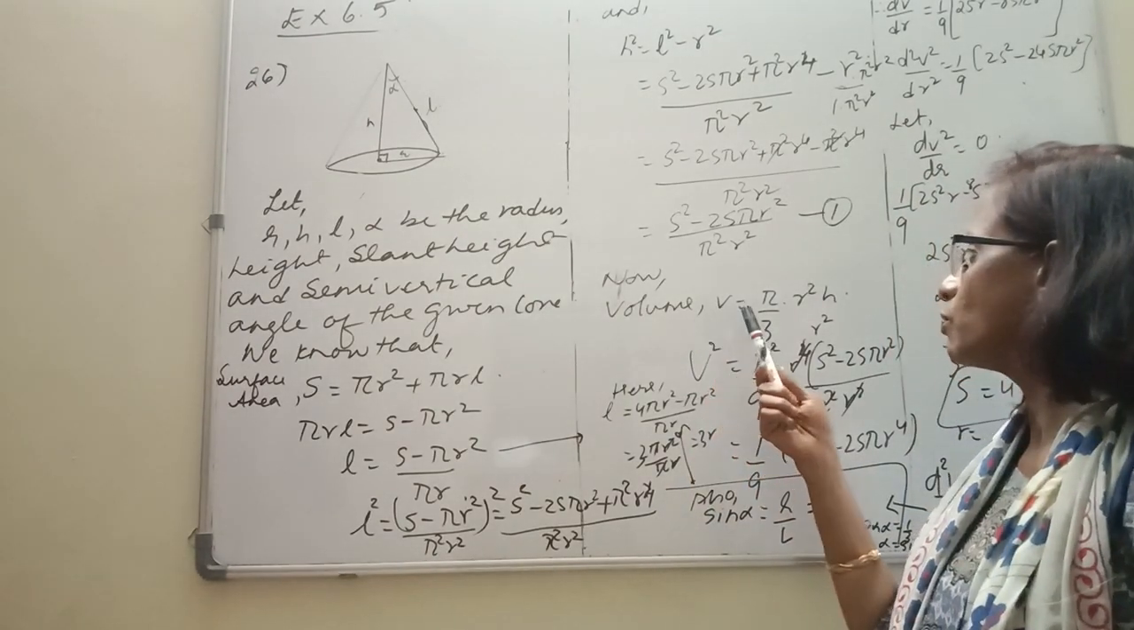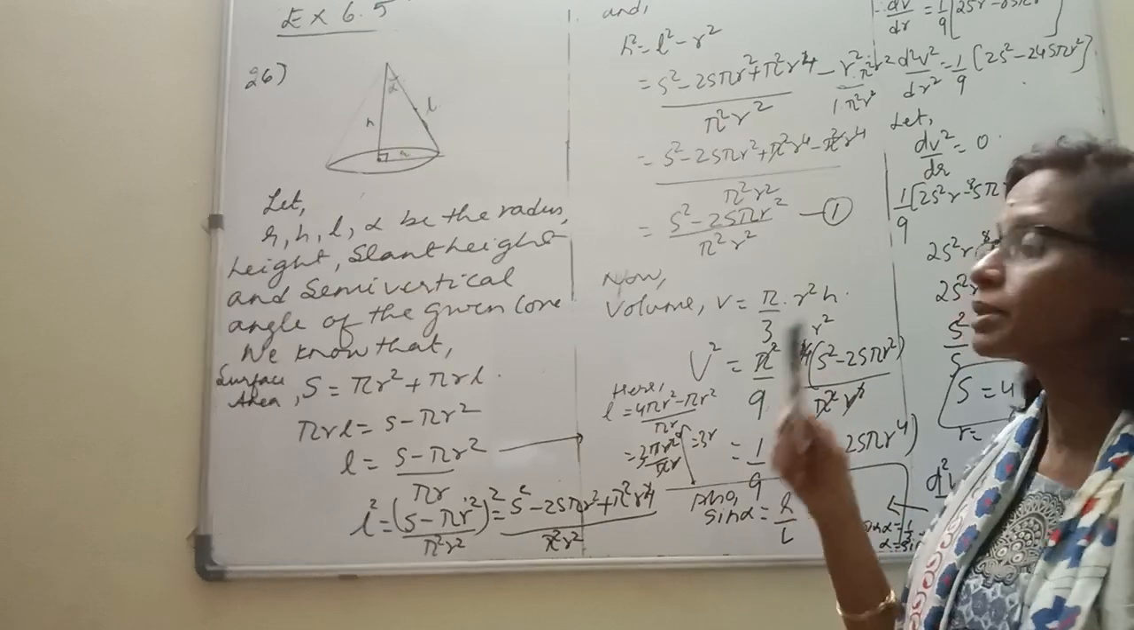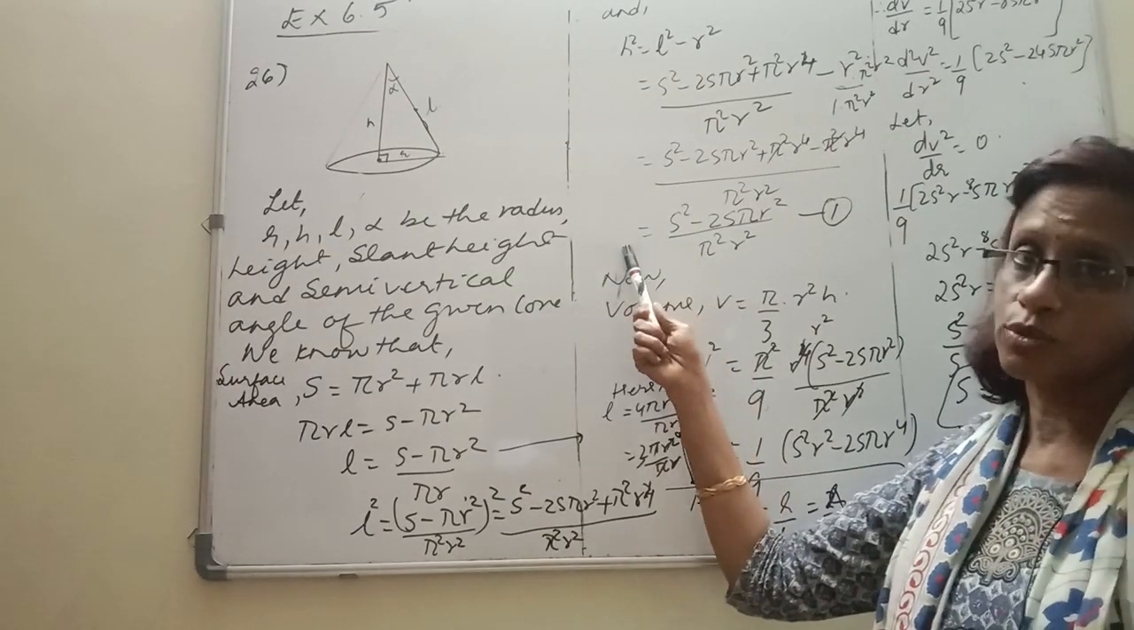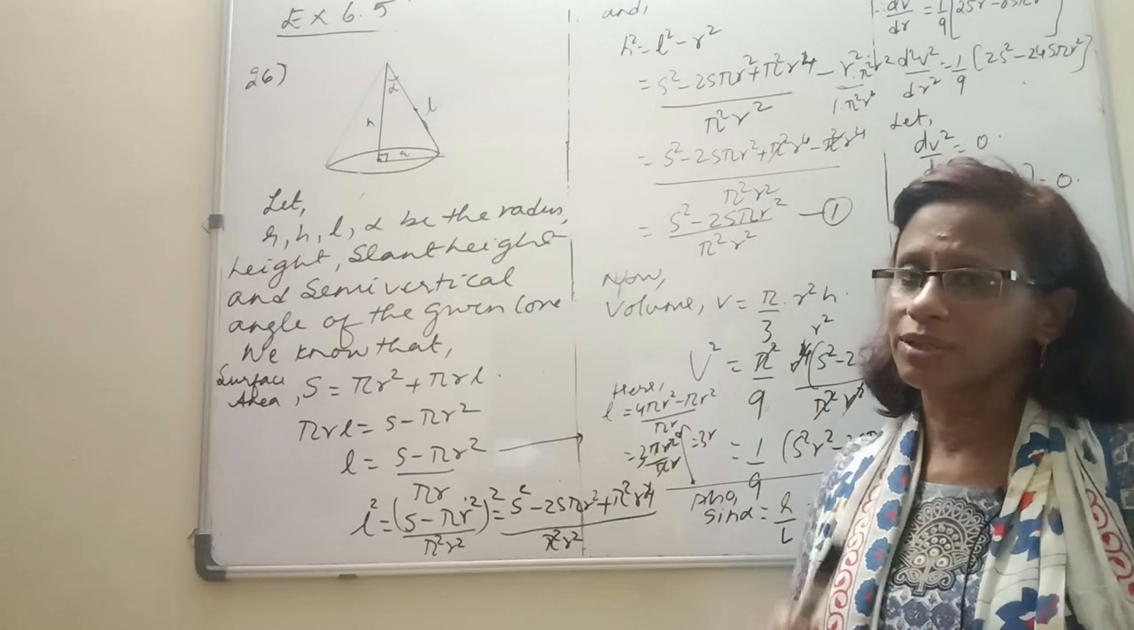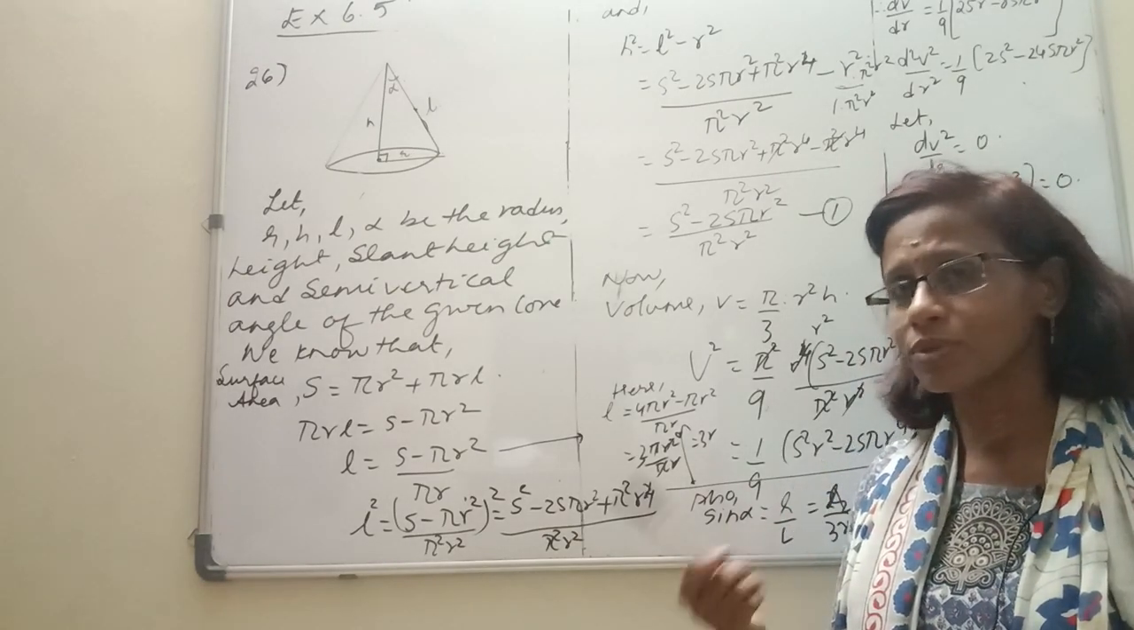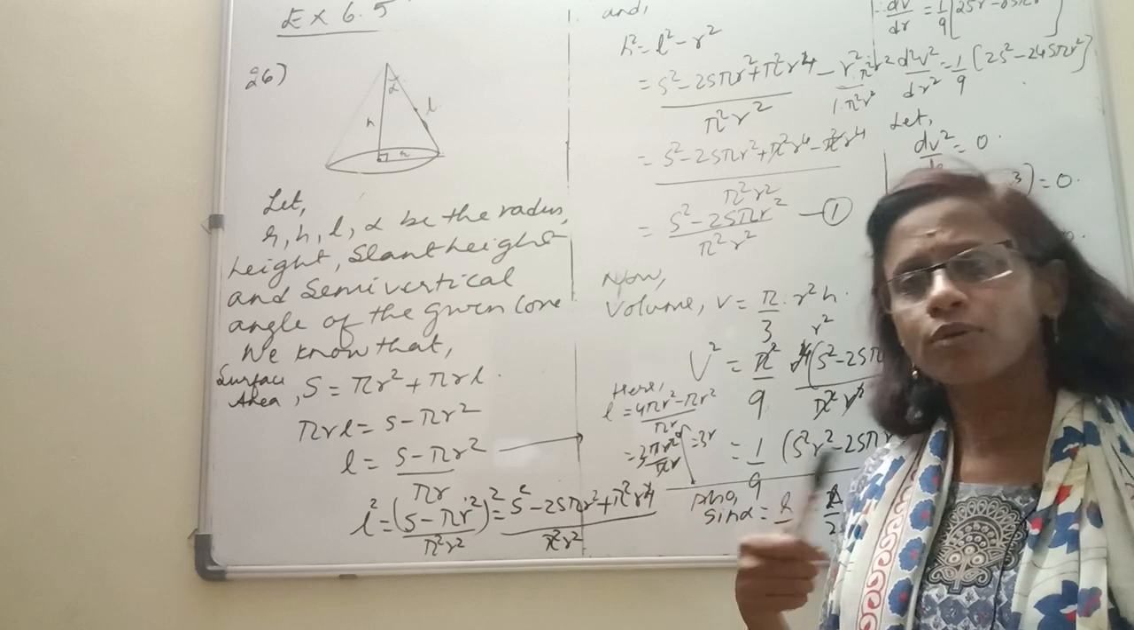So we'll go to the volume. Volume is pi over 3 R squared H. But please note, what you have got is H squared. So if you have to get H, there will be a root coming. And generally we don't take the root. Wherever in expressions the root is there, you just square the function and go to the square function.